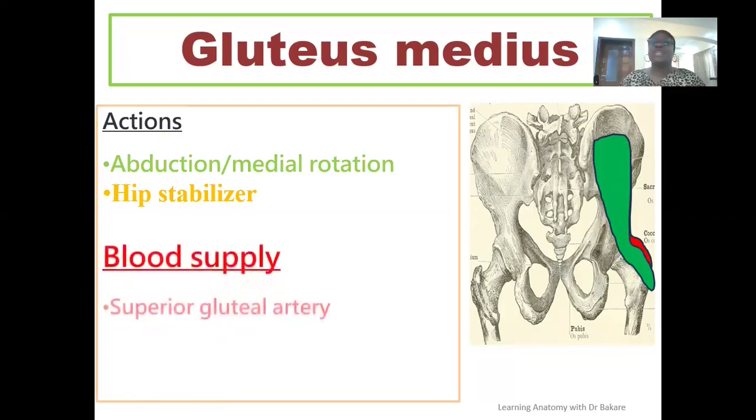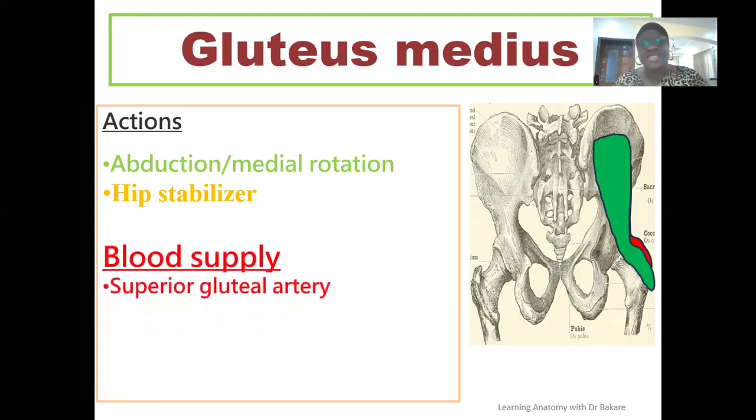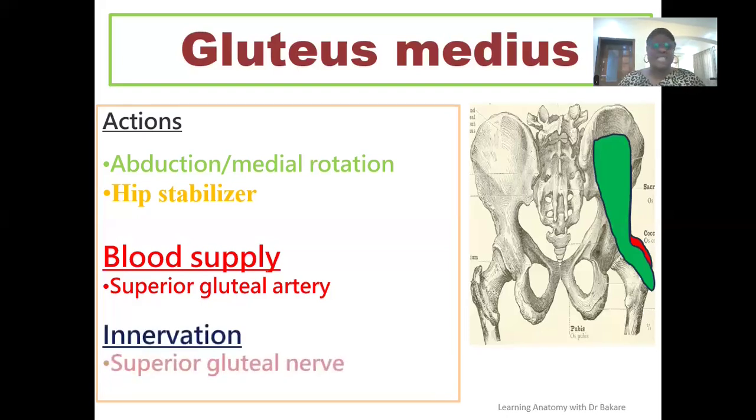The blood supply of this muscle is the superior gluteal artery. The superior gluteal artery is one of the branches from the posterior trunk of the internal iliac artery, and this is what gives supply to the gluteus medius. The gluteus medius is innervated by a corresponding nerve, and this is the superior gluteal nerve. The superior gluteal nerve is one of the branches from the sacral plexus, and it specifically originates from the dorsal divisions of the ventral rami from L4 to S1. So this is how it specifically originates from the sacral plexus.